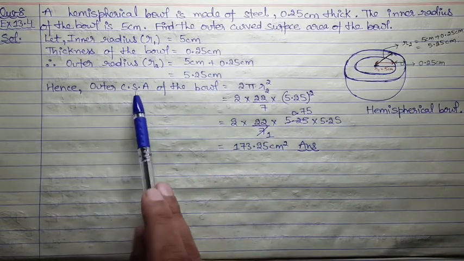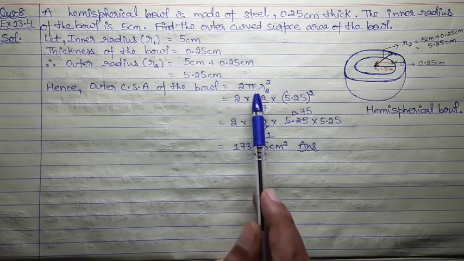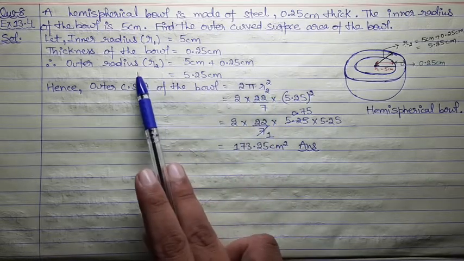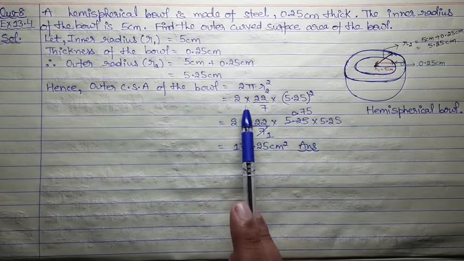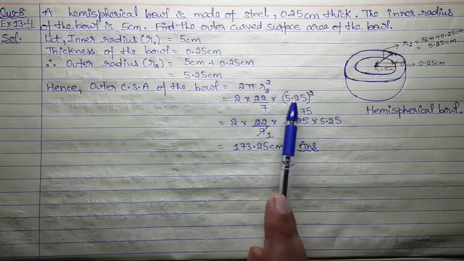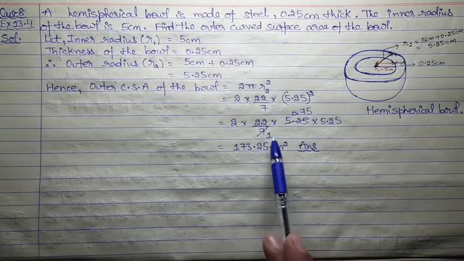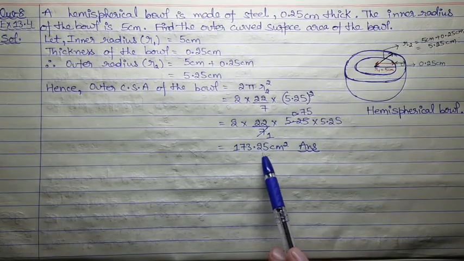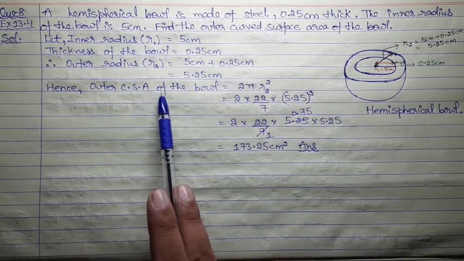Hence, outer curved surface area of the ball is equal to 2 pi R2 whole raised to power 2, where R2 is the outer radius, which is equal to 2 multiply 22 over 7 multiply 5.25 whole raised to power 2, and after solving it we get 173.25 centimeter square, which is the outer curved surface area of the ball.